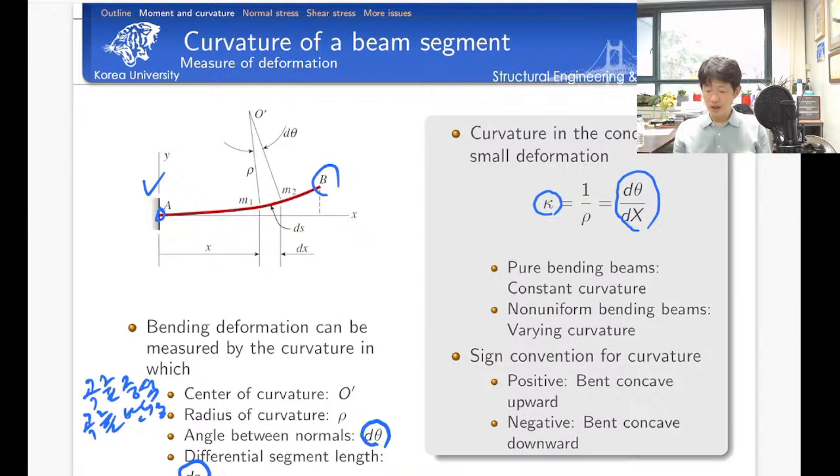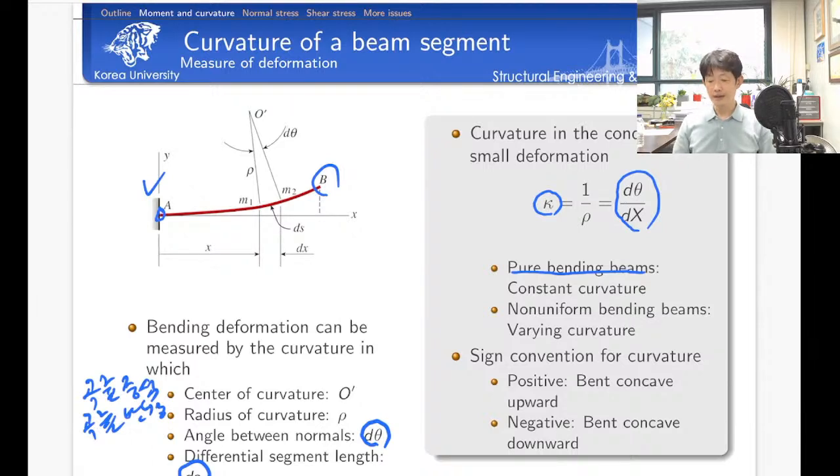As a special case, in the case of pure bending beams, if you have the same bending moment, then the curvature is constant. But if the moment value changes, then the curvature changes too. In the case of non-uniform bending beams, we have some functional values of curvature in the direction of the x-axis.